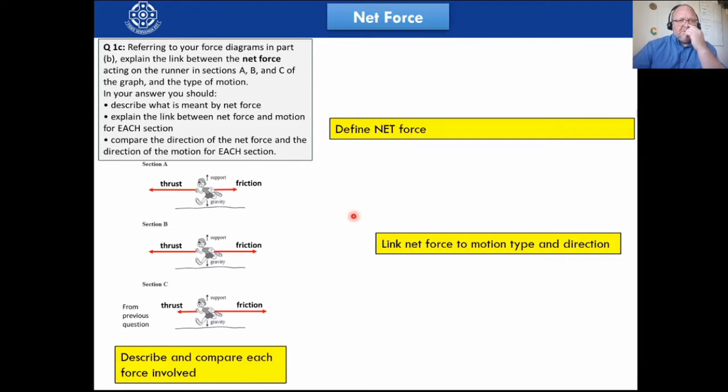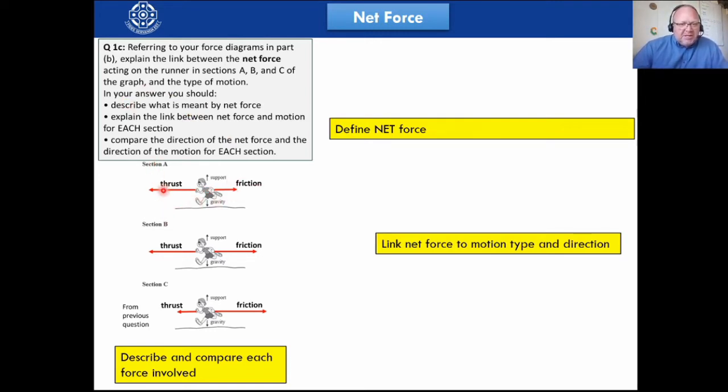Okay, so this was a question in one of the past papers. Referring to the force diagrams in part B, explain the link between the net force acting on the runner in sections A, B, and C of the graph. And remember, in those graphs, you can see when it's acceleration, when it's constant speed, when it is deceleration, and when it is stationary.